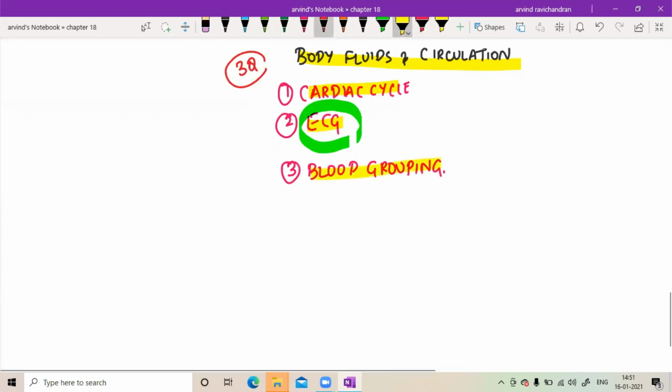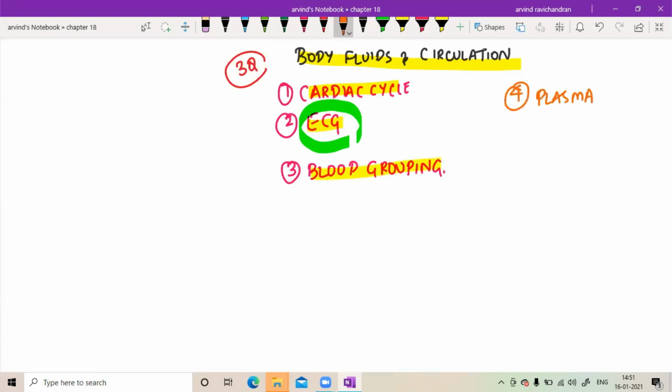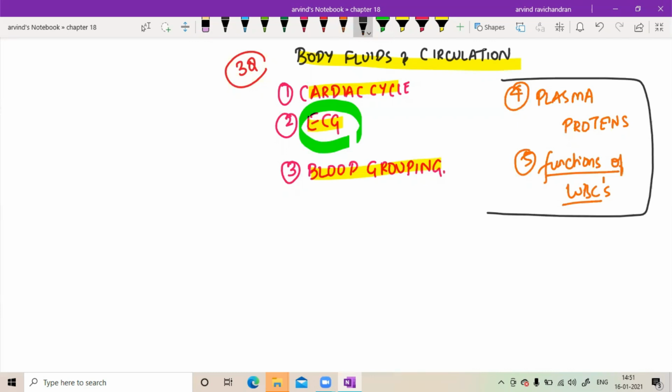And apart from this, they can ask you a question on plasma proteins, or they can ask you about functions of different cells. They can ask you especially the functions of WBCs. So topics 4 and 5 are what we are going to see in this video. That is the general introduction on blood and its components. So try to cover this chapter under these headings and try to solve more questions on these topics.